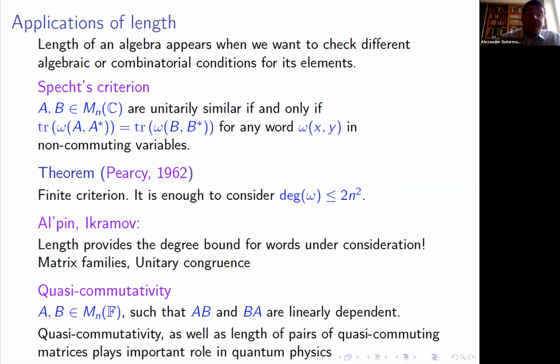found similar criteria for unitary similarity of matrix families, unitary congruence of matrices, and so on. And they found a link from this degree to the length of matrix algebra. So the length was serving in that problem as a bound for the degree of words which you need to consider in that particular problem.